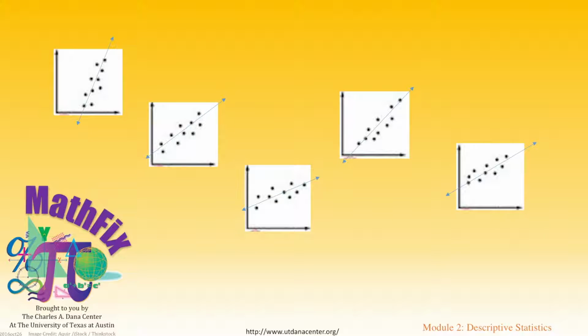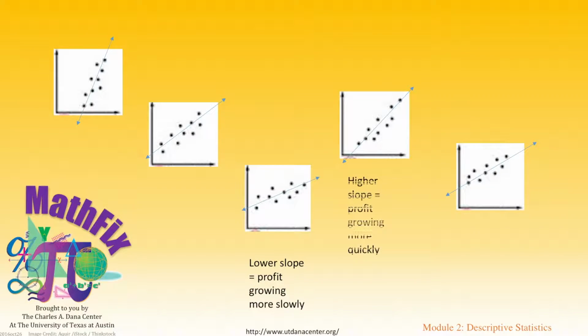Students will probably initially notice the difference in the slopes or rate of change of each graph. It might make sense to ask them to think about what these slopes mean in the context of the scenario they are being asked to evaluate. For example, a graph with a lower slope would mean that the profit is growing at a slower rate, and a higher slope would mean that profit is increasing more quickly.